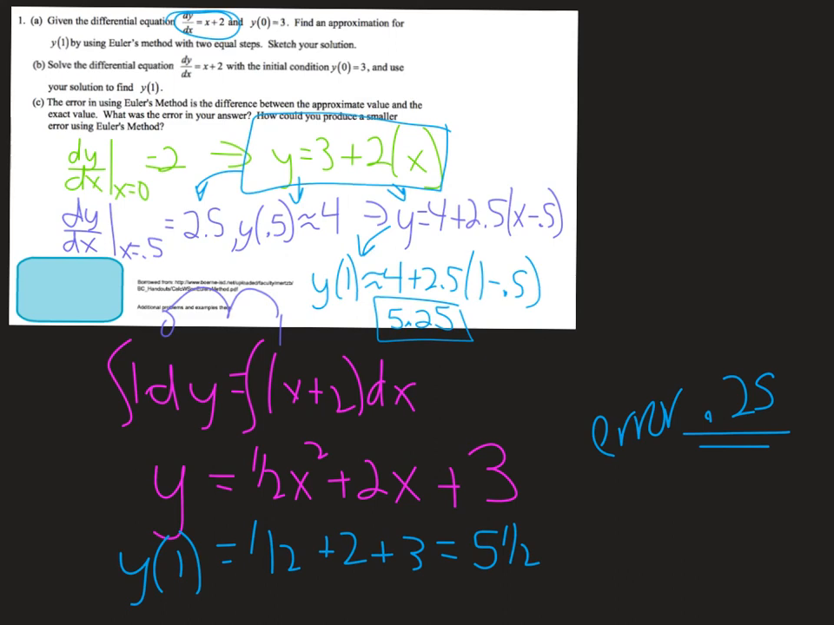How could I produce a smaller error? Ooh, that's a great question. How do you think we could produce a smaller error? I'm pausing for dramatic effect again. I hope that you're thinking, oh, if I made more tangent lines, I would have a smaller error.